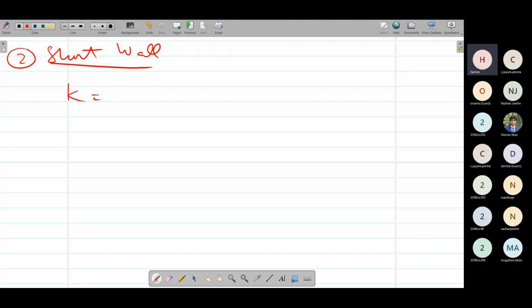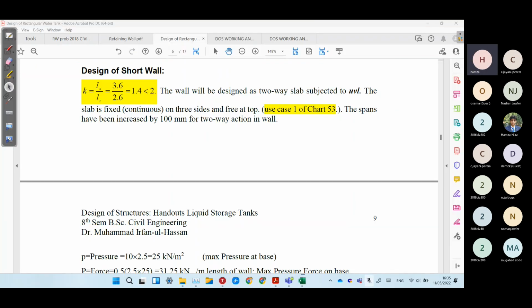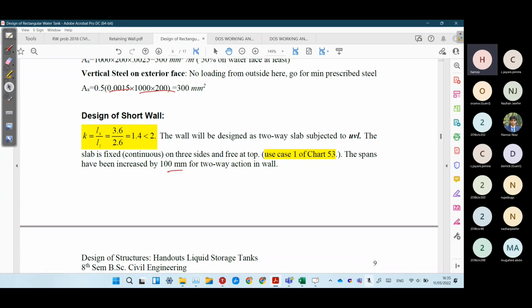The K value is Lx over Lz or Ly over Lz. So Lx, we have 2.5 meters. We are going to take 3.5 meters. We are going to assume 100 millimeters extra width in both. It was 3.5 and 2.5, but now we are going to add 100 millimeters in both these lengths. Why? Because we are going to achieve two-way action in the wall. So for two-way action, we need 100 millimeters more. That means that we are going to take it till the middle of the wall.